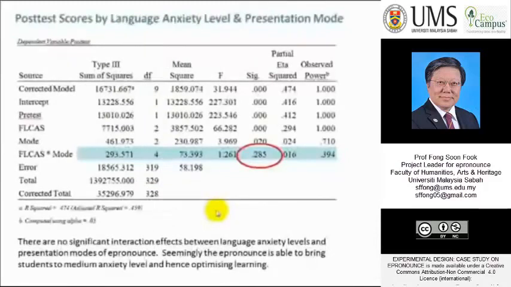In the process score by language anxiety level and presentation mode, so one more moderating variable that we use in our experiment, the language anxiety levels. So we find that there is no significant interaction effect between language anxiety levels and presentation modes of ePronounce. Now, seemingly, ladies and gentlemen, the ePronounce project is able to bring students to the medium anxiety level and hence optimizing learning, and in this case, optimizing learning of correct pronunciation.